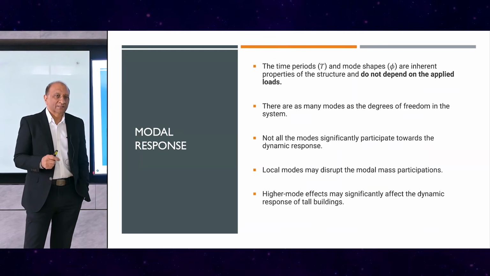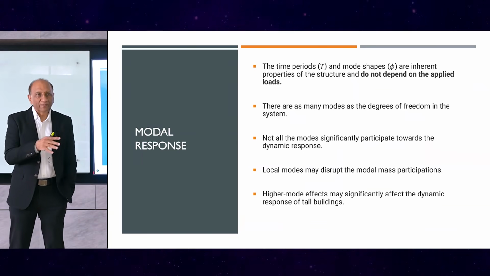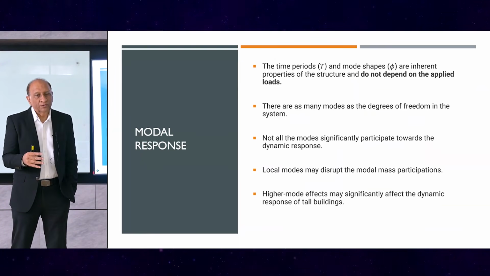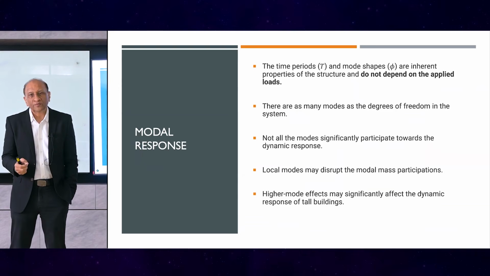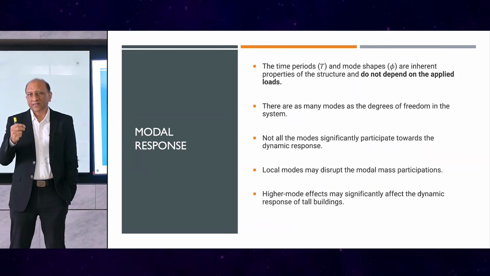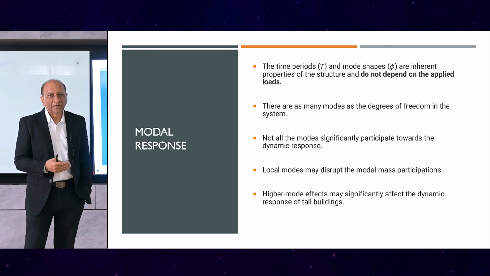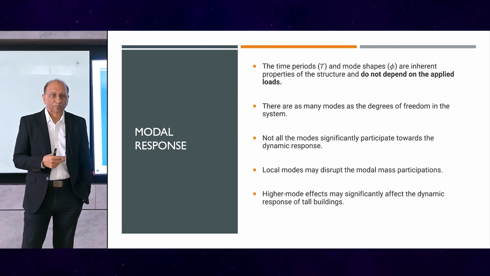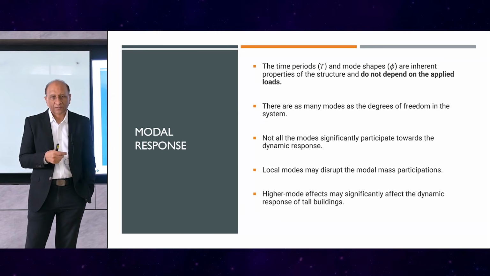Okay, so modal response tells us that there is a natural period and there is a mode shape, and both of them come together as a pair, as a set. There are as many modes in a structure as there are degrees of freedom, because each degree of freedom can move independently when excited, causing a particular mode shape to be generated. So if there is a structure with 100,000 degrees of freedom, theoretically speaking, there are 100,000 natural periods or mode shapes in that structure. Not all of them are important. We will talk about that.